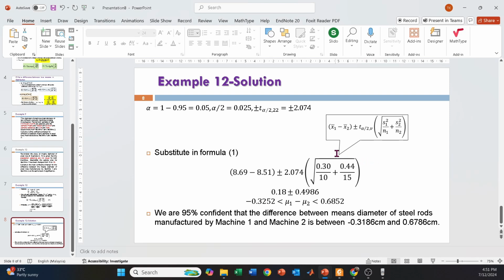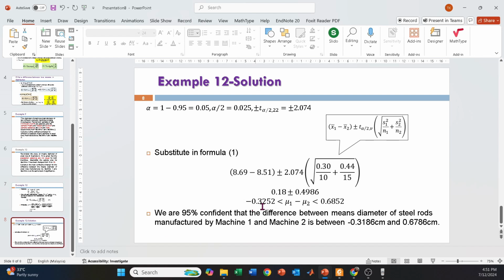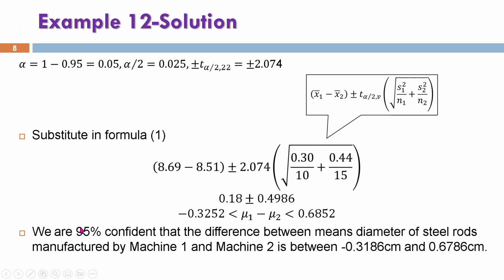This is a case of t distribution table, where both sample size not equal, both variance not equal. You got to calculate the nu using this formula. And then we obtain this confidence interval. Hence, we are 95% confident that the difference between mean diameter of steel rods manufactured by machine 1 and machine 2 is between negative 0.3252 centimeter and 0.6852 centimeter.